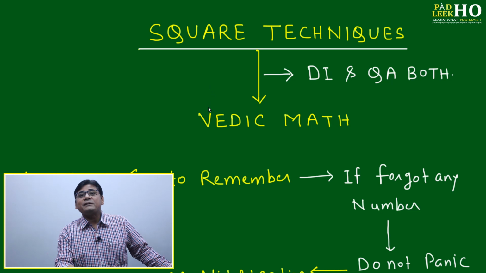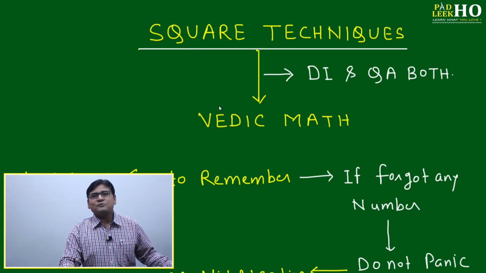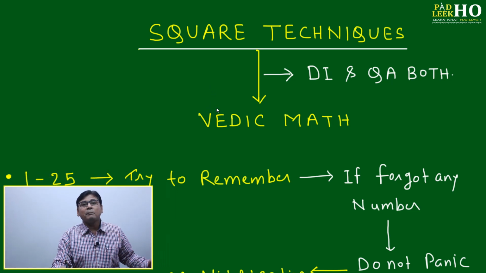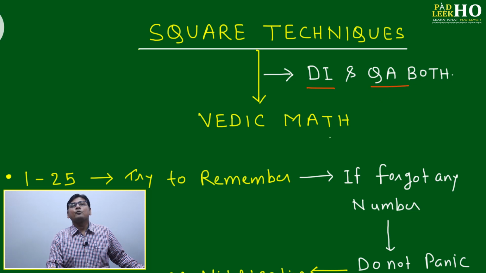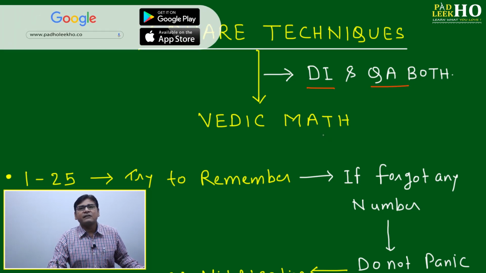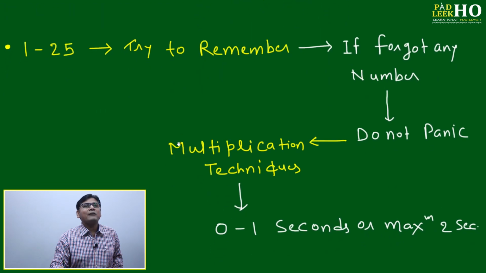This is related to your Vedic math, and syllabus-wise, it is Block 0 preparation. Block 0 means below CAT level preparation, but of course it is going to help you in both DI and quant, because various applications are related to squares. We'll try to look at how to make any number a square very fast.